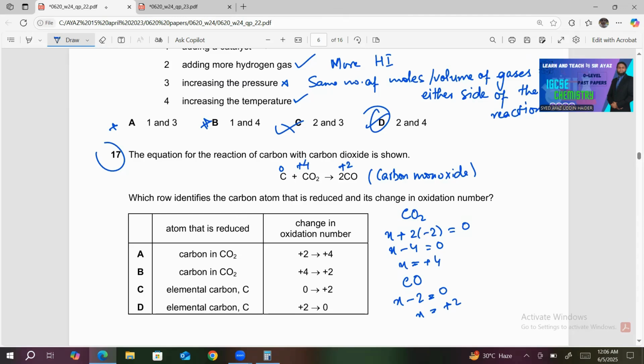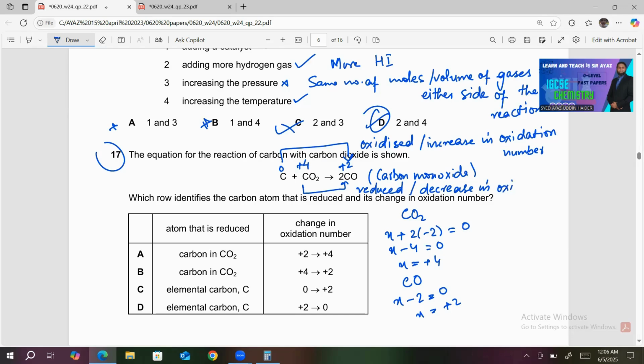So the change in oxidation number from carbon to carbon monoxide indicates that it is oxidized, not reduced. The reason is that the change is an increase in oxidation number. What about carbon dioxide to carbon monoxide? It is a decrease in oxidation number. So it's reduced, because of the decrease in oxidation number.